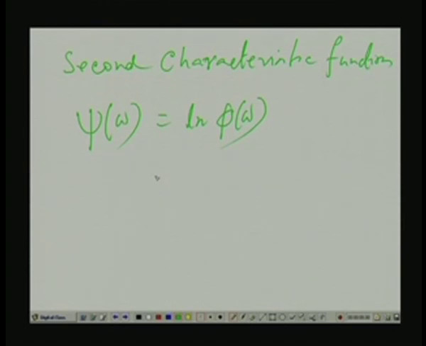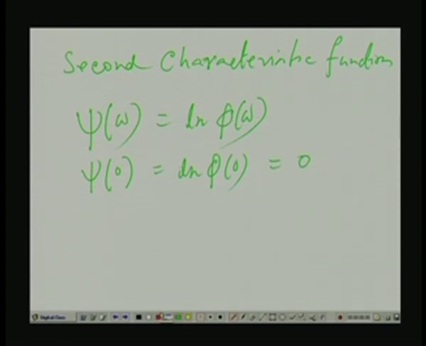Okay. And you can see what is psi 0, ln phi 0, but phi 0 equal to 1 we have seen. So, this is equal to 0. So, when you are dealing with phi omega, you take ln of that, you get psi omega, and psi omega is your second characteristic function.